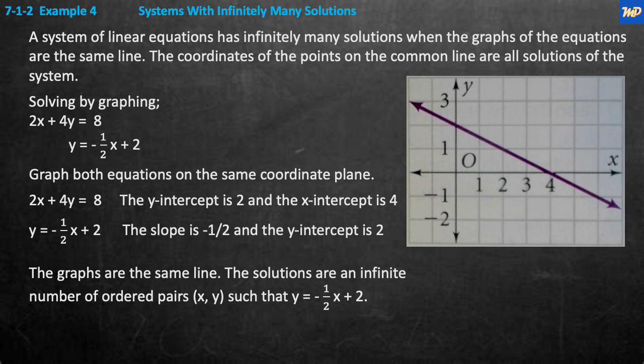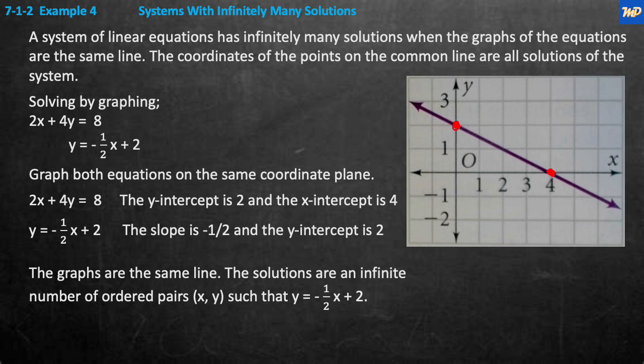The 2x plus 4y equals 8. And the y-intercept is 2 and the x-intercept is 4. And you see it. I'm going to change the color here to, let's say, red. So you see it right here. The x-intercept is 4 and the y-intercept is 2.